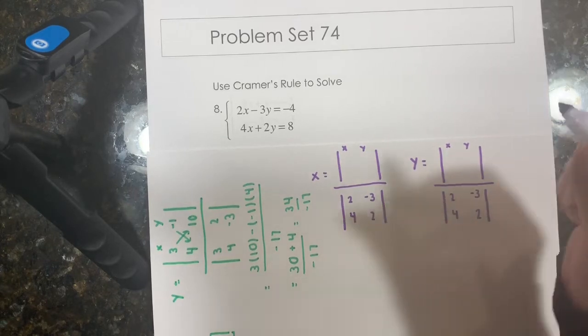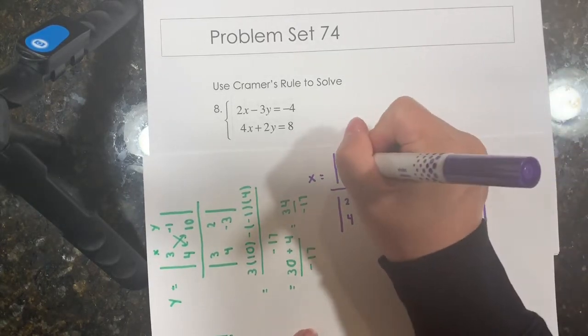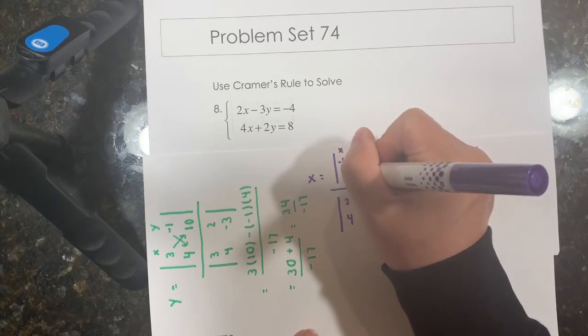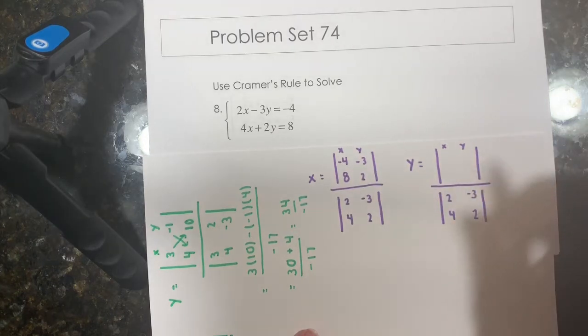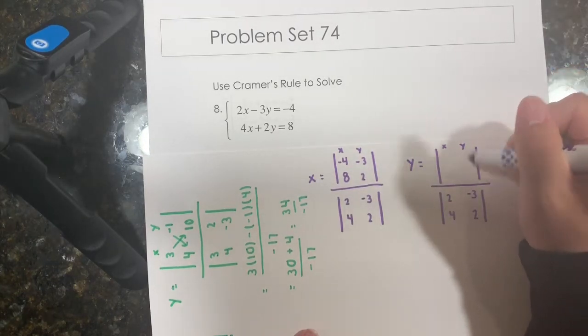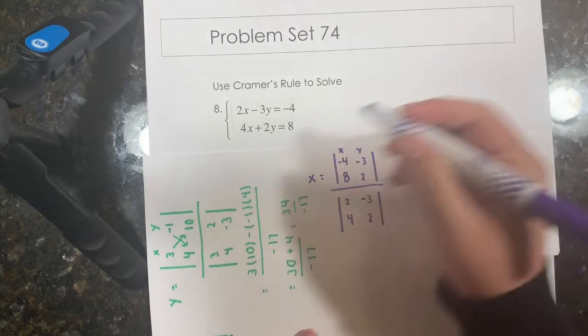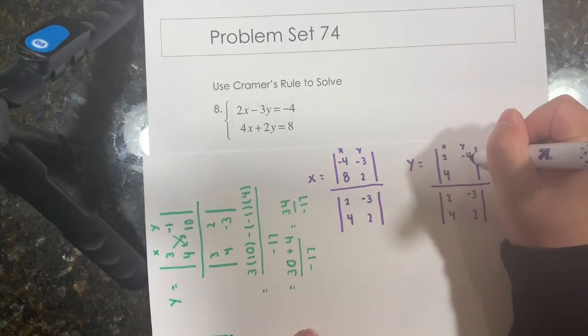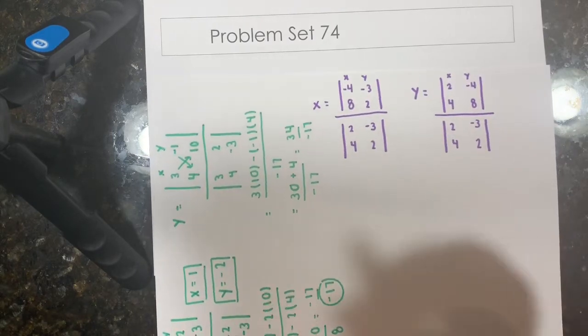When I'm solving for x, the x column changes to what the equation is equal to, so it'd be negative 4 and 8. Y column stays the same at negative 3 and 2. When I'm solving for y, the x column stays the same. The y column changes to what the equation is equal to, which is negative 4 and 8. Now I'm going to evaluate.